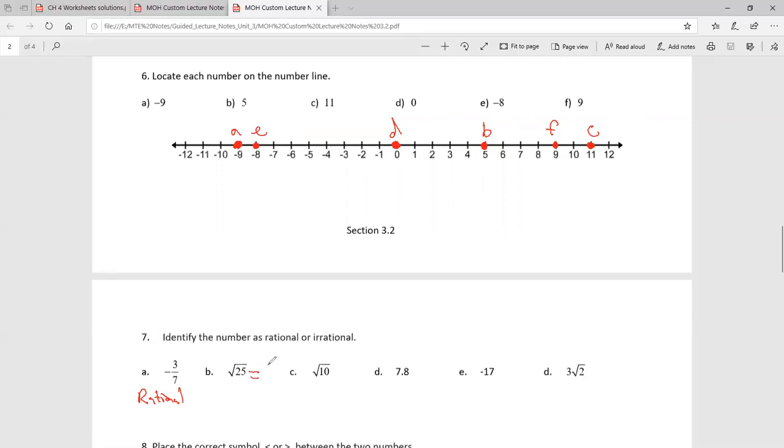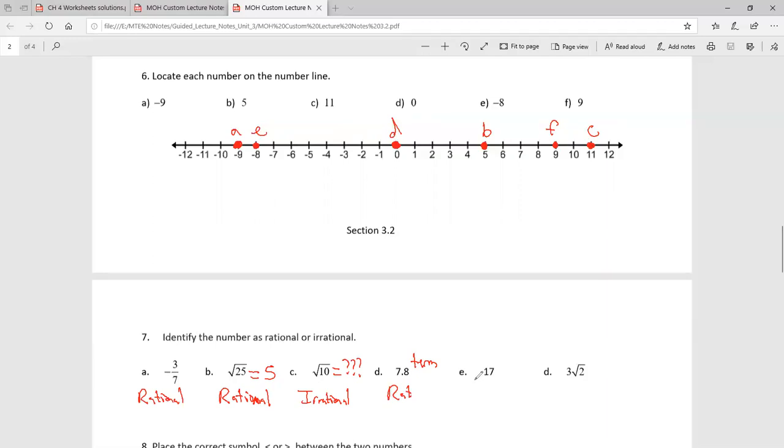Well, we said earlier the square root of 25 is 5, which means this is rational. That's an N. Rational, not an M. Square root of 10, I don't know a number that when we multiply it by itself to get 10. So that makes it irrational, because we can't take the square root. 7.8, that terminates, so it's rational.